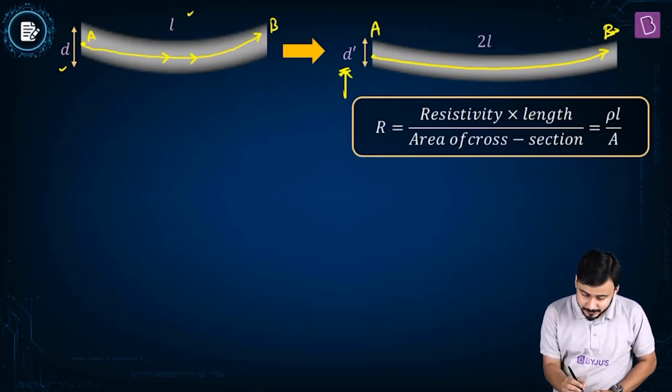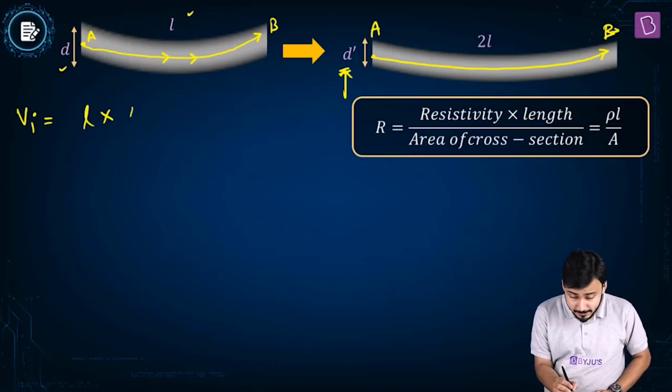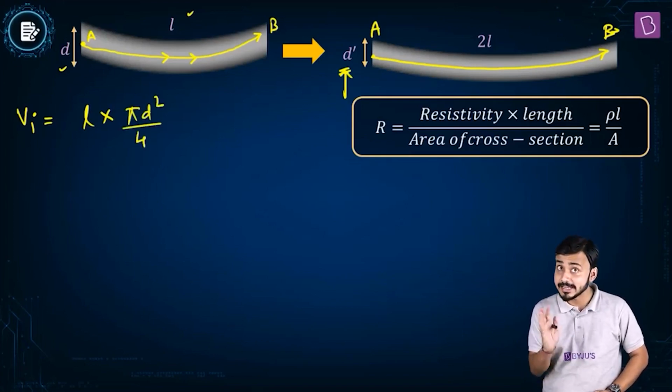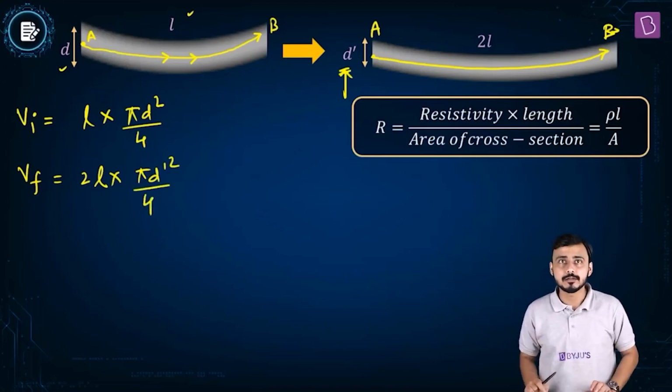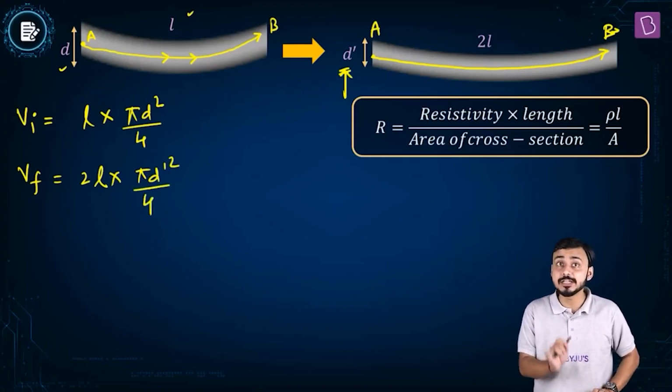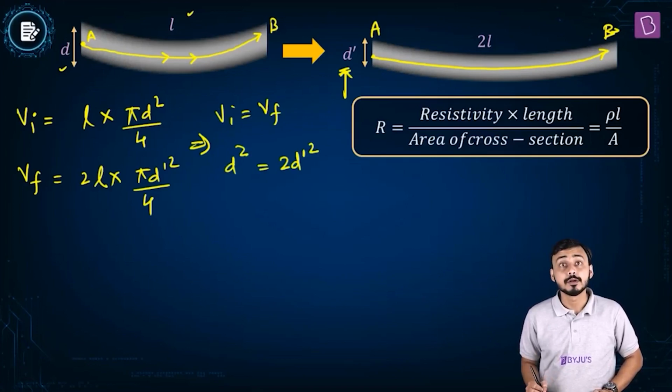So in the first case, volume initial will be L times pi d square by 4. And in the second case, the final volume will be 2L times pi d dash square by 4. When you put them equal, the volume initial is equal to volume final, Vi is equal to Vf, what you get is d square is equal to 2d dash square, right?